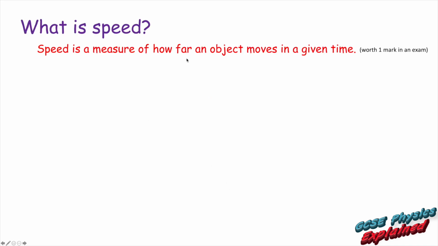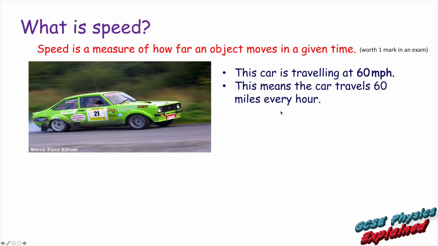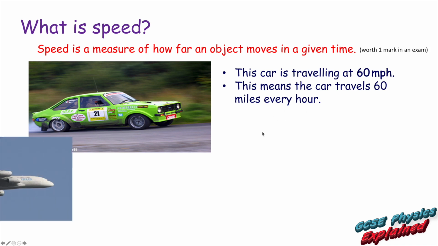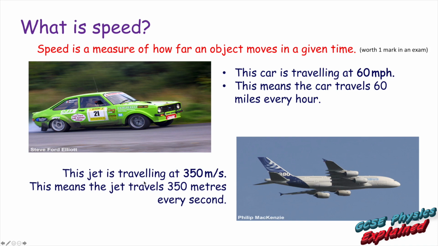Right, so what is average speed and instantaneous speed? Well, you know that speed is a measure of how far an object moves in a given time. You'll get 1 mark for that in an exam. So this car is travelling at 60 miles an hour, which basically means it travels 60 miles every hour. Some people don't stop and think what the units actually mean, but that's what they mean. This jet is travelling at 350 meters per second, which means it travels 350 meters every second.